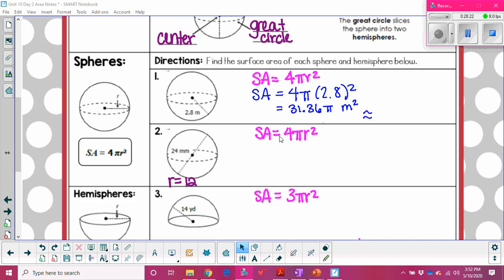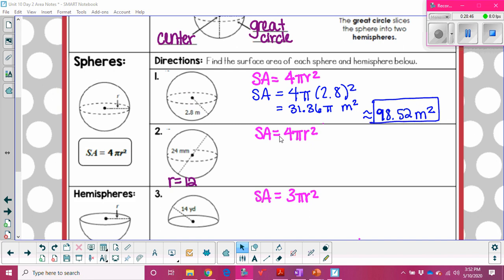Okay, but let's go ahead and get a decimal answer. We'll round to 2 decimal places. So if you plug that in your calculator using the pi button, you get 98.52 square meters. And you pause the video and do number 2.